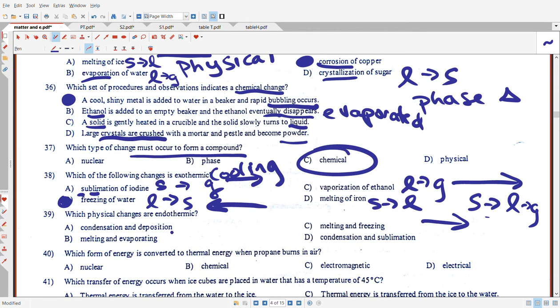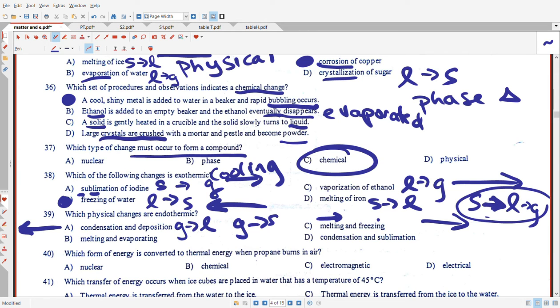I could do this again. Condensation is gas to liquid. And deposition is gas to solid. So if you look at this chart again, they're both going that way. Now here, melting and freezing, they're going opposite ways. Melting is going from solid to liquid, which is going this way, and freezing is going that way. So they're going opposite ways. Condensation, again, we saw as gas to liquid, so it's going that way. And sublimation is solid to gas, so it's going that way.